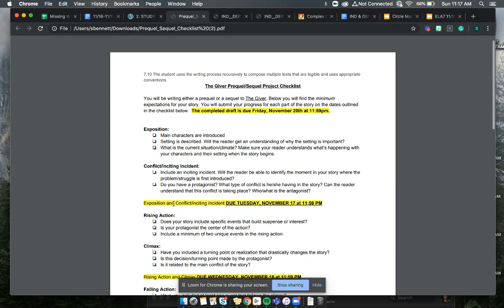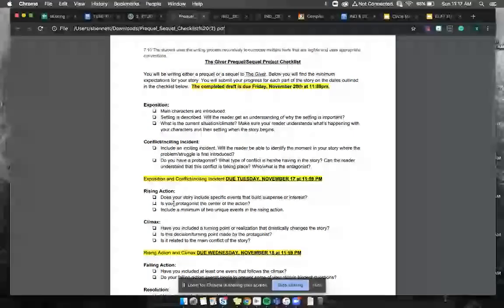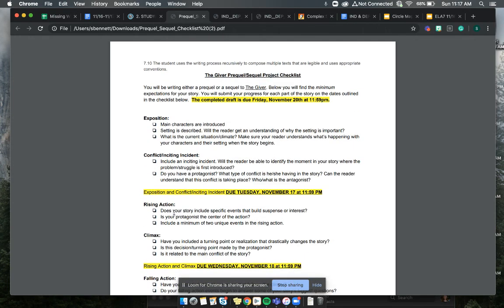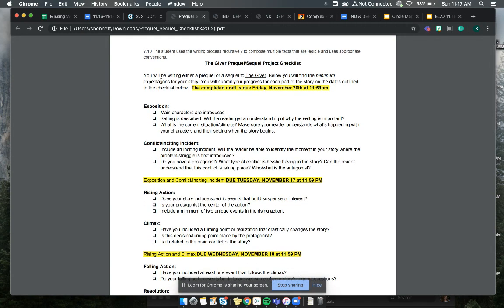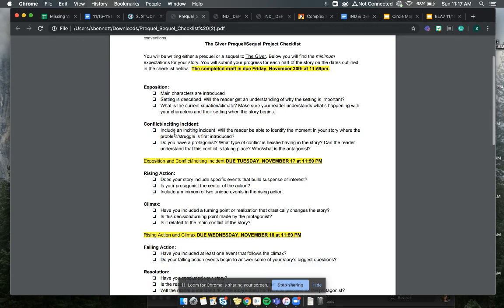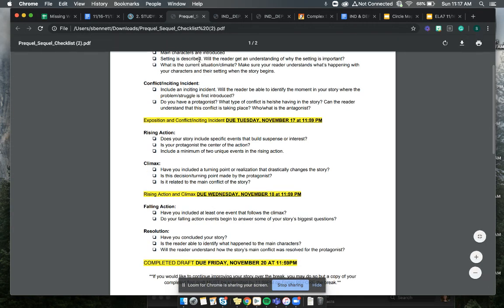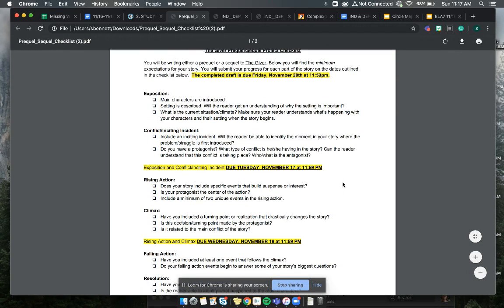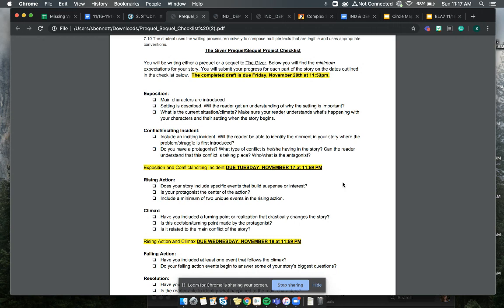So your story that you are writing, either your prequel or your sequel, remember you are making this story up. You are going to create an exposition, a conflict and inciting incident, rising action, climax, falling action, and resolution. That means your story needs to have all of the components of a plot diagram.